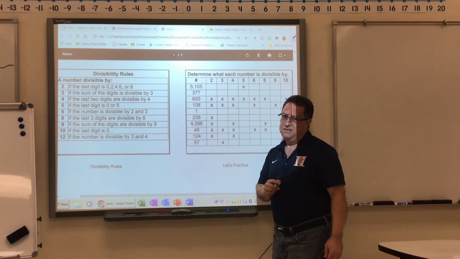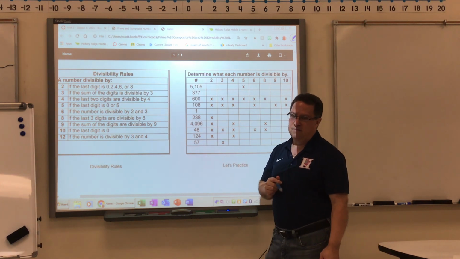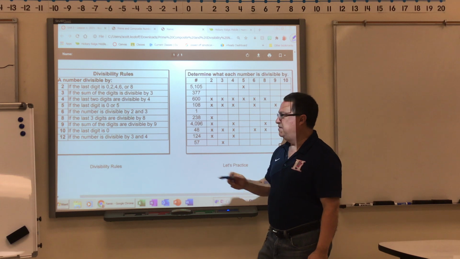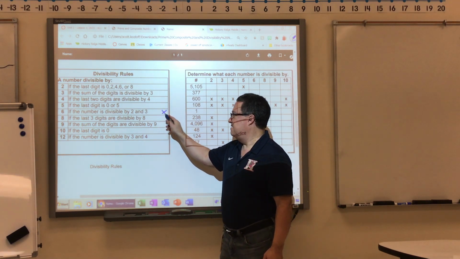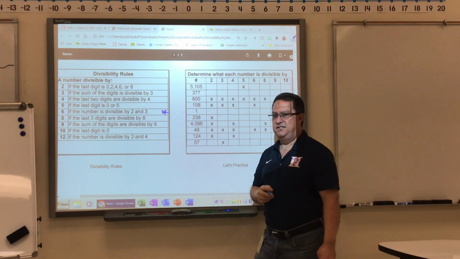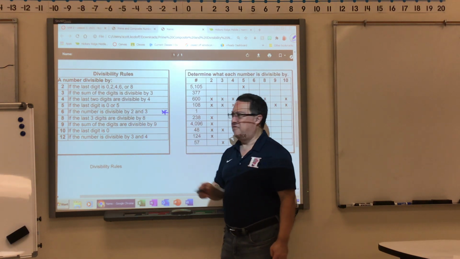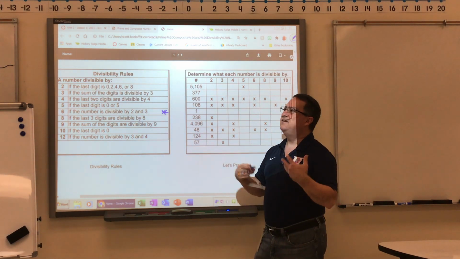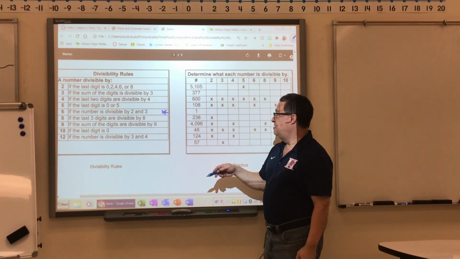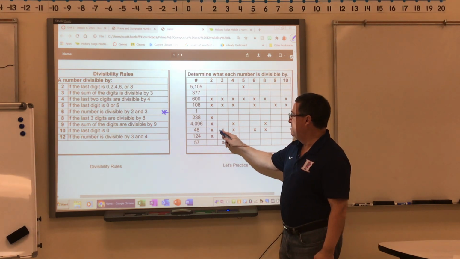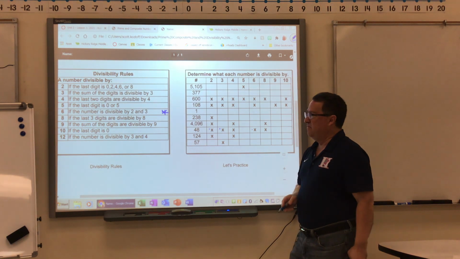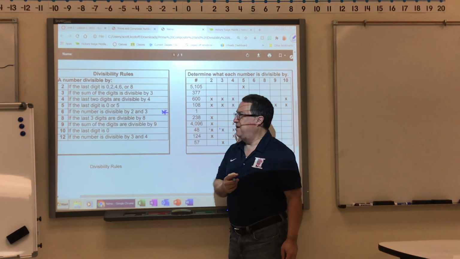It also happens to be an even number. So we know it's divisible by 2. So if I skip down here to the rule of 6s, if the number is divisible by 2 and 3, then it is automatically divisible by 6. 2, 3, 6. Okay?